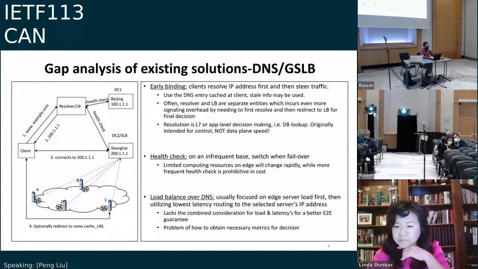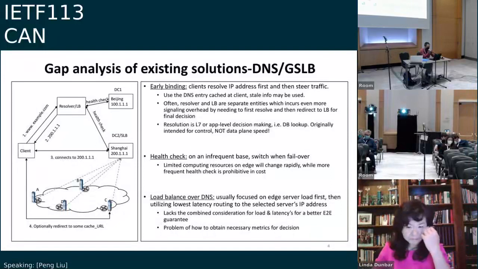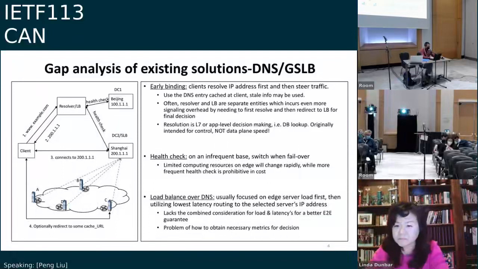First is the DNS. We analyze it from three aspects: the early binding, the health check, and the load balance over DNS. For the early binding, the client resolves the IP address first and then steers traffic. And it always uses the DNS entry cached at the client. The information is old and not so real time. And often the resolver and the load balancer are separate entities, which incurs even more signaling overhead by needing to first resolve and then redirect to the load balancer for the final decision.